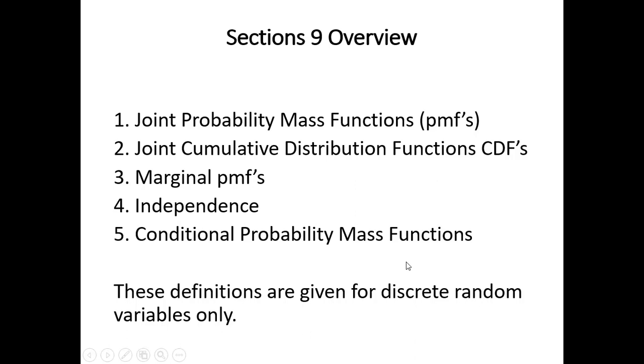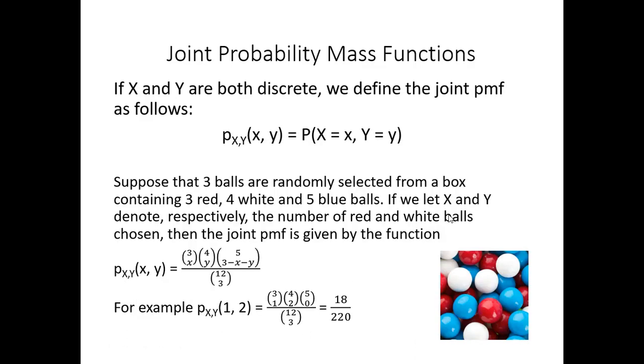And I should note that as we go through these definitions, we're doing this just for the case with discrete random variables only. We'll revisit these concepts when we talk about continuous random variables. So if X and Y are both discrete random variables, we define the joint PMF as follows. P of x, y is simply the probability that the random variable X is equal to a specific value x and Y is equal to a specific value y.